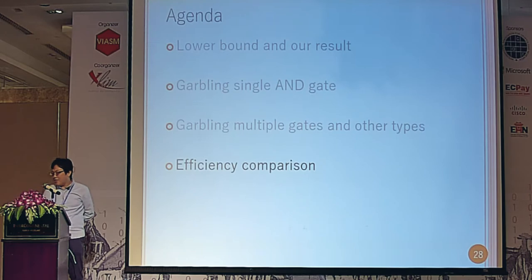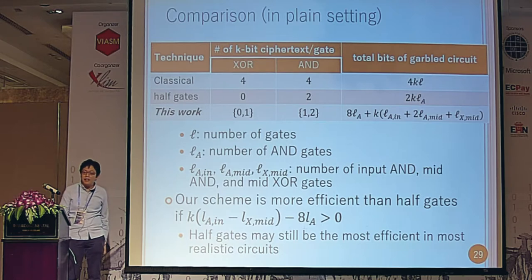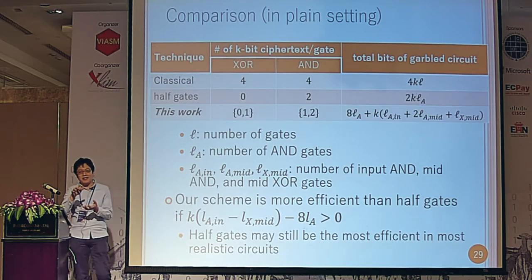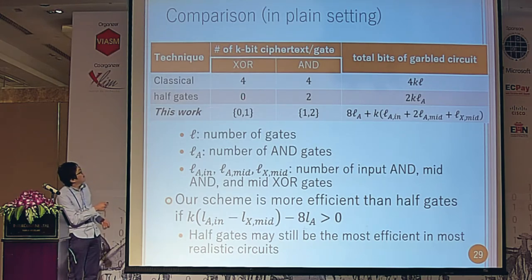So the final part is the efficiency comparison. The first is the comparison in the plain setting. The plain setting means that the topology of the circuit is public and the type of gate is also public. In this case, the most efficient scheme is the half gates scheme. This requires 0 ciphertext for an XOR gate and 2 ciphertexts for an AND gate.